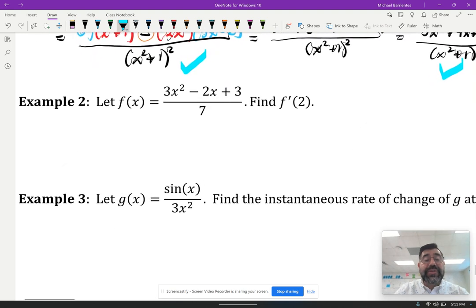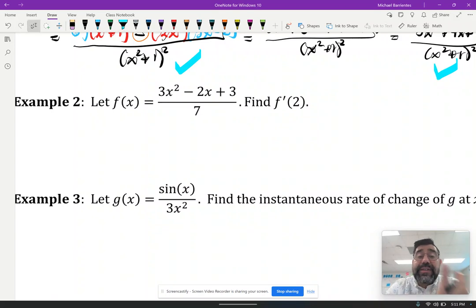When I look at example 2, I notice that there's also division, but this division includes a constant in the denominator. And whenever there's a constant in the denominator, I could do the quotient rule, remembering that when I take the derivative of the bottom, it'll be 0. So whenever in the setup, wherever I do the derivative of the denominator, the derivative of 7 would be 0.